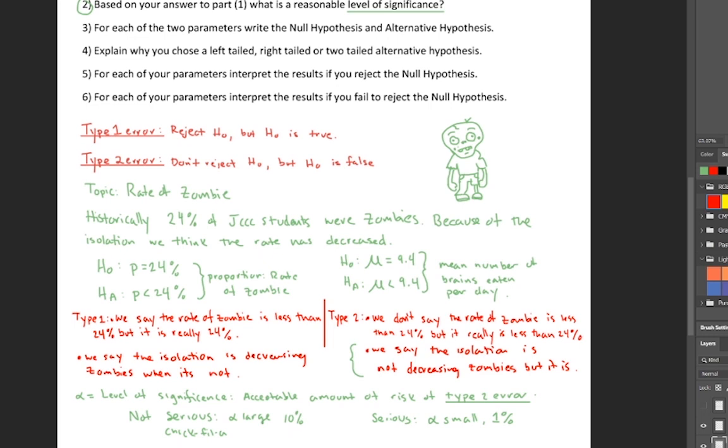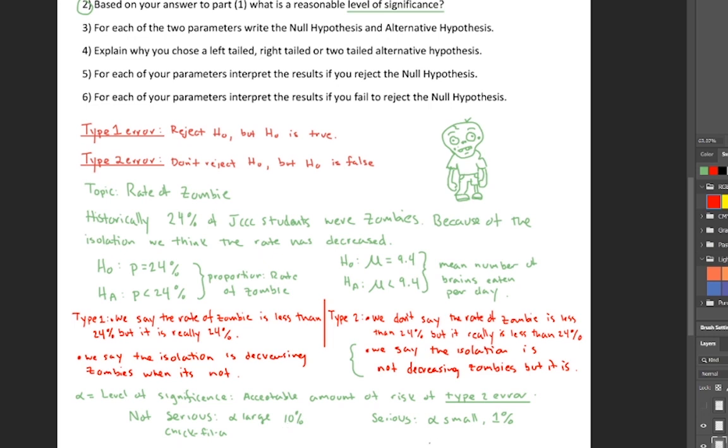So if you're doing a study about what type of Chick-fil-A sauce people prefer, then the risk of saying that everyone's favorite sauce is barbecue when it's really ranch is not that big a deal. They're probably still going to have plenty of sauces for people to choose from. So that's a time where you're okay with an acceptable amount of risk, and you could maybe choose like 10% risk or something like that.